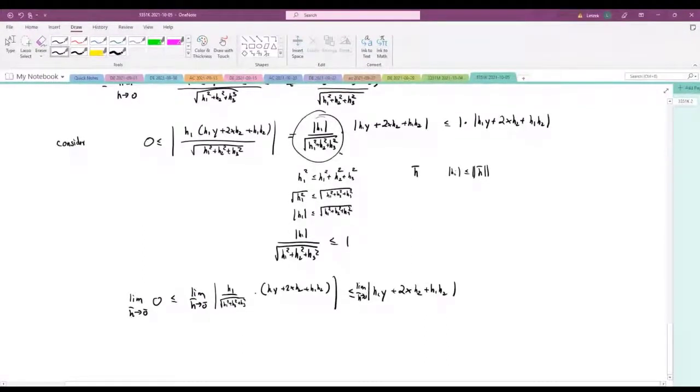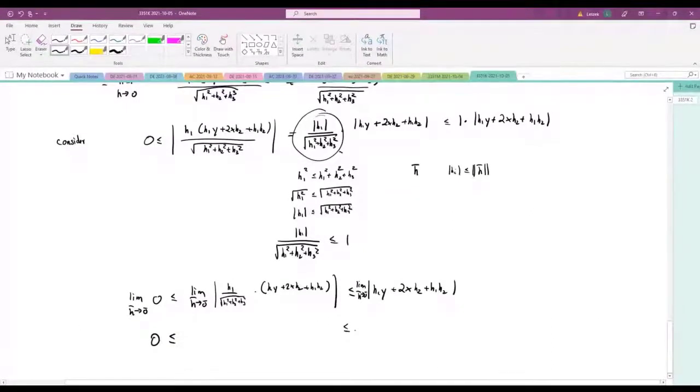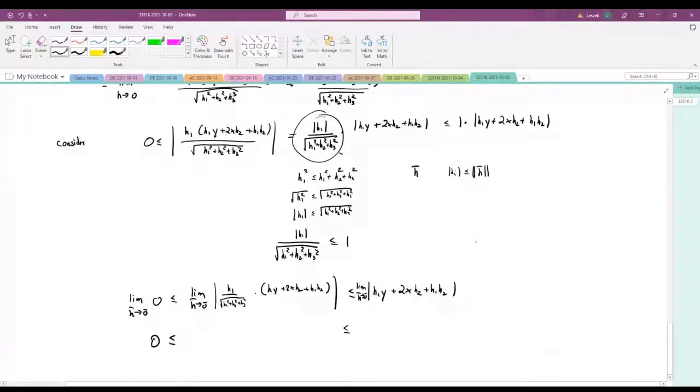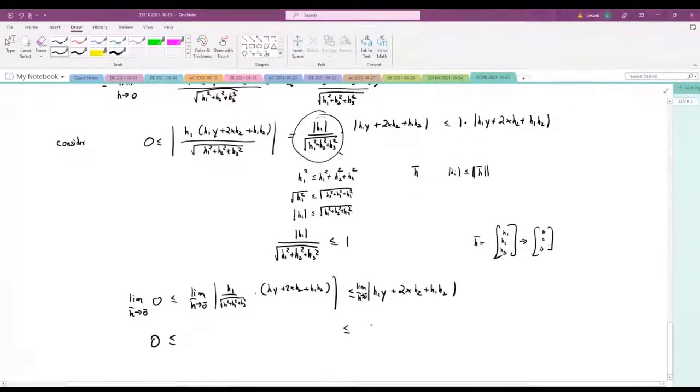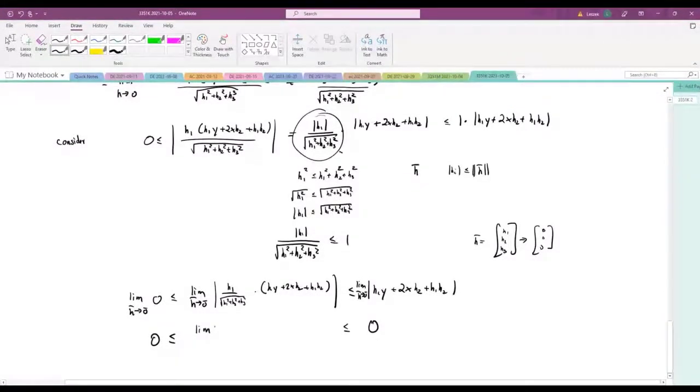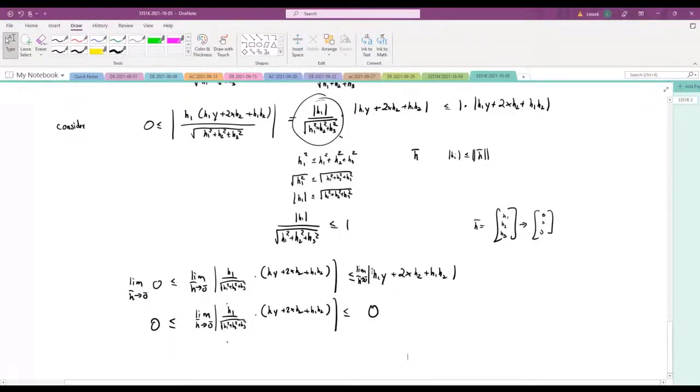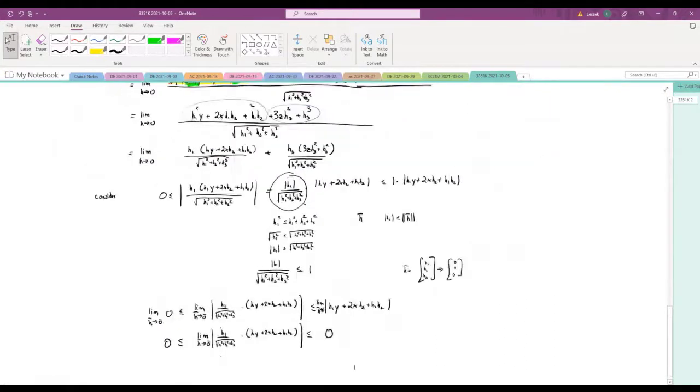By squeeze theorem, the limit on the left, of course, is the limit of a constant. On the right, since vector h goes to 0, all the components of that vector have to go to 0. So evaluating this directly, we get 0. So we can see that our limit here is between two numbers, 0 and 0. It must be 0. So since the limit of the absolute value of that expression is 0, the expression itself must have a limit of 0. And so the limit of the first term is just 0.